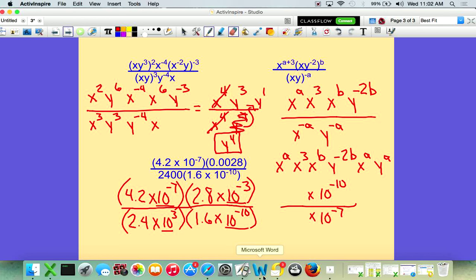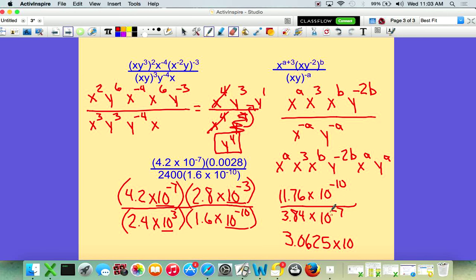And then from there we just got to figure out what number goes in front of there. So we can take 4.2 times 2.8 and we end up with 11.76. 2.4 times 1.6 gives us 3.84. Alright, from here, we still need to simplify this down some. We can take and divide 11.76 divided by 3.84 to get our first number, which is 3.0625.